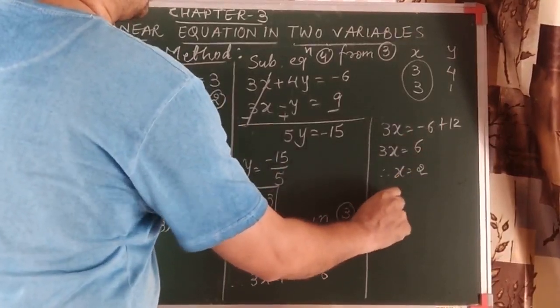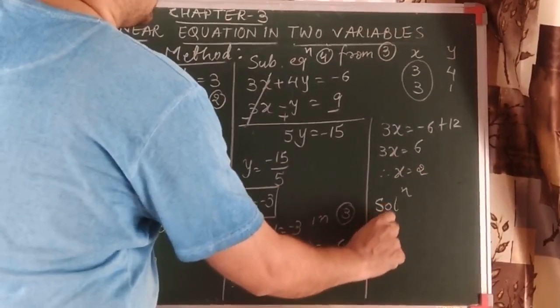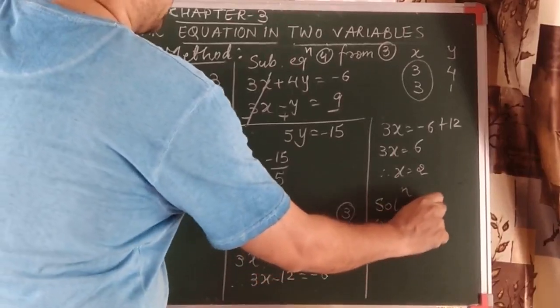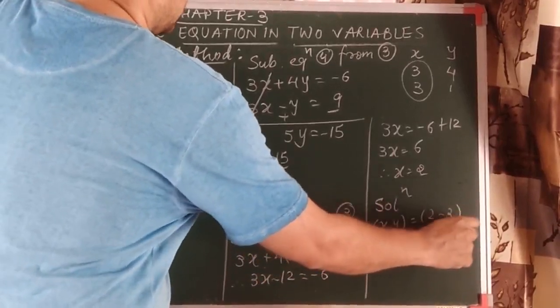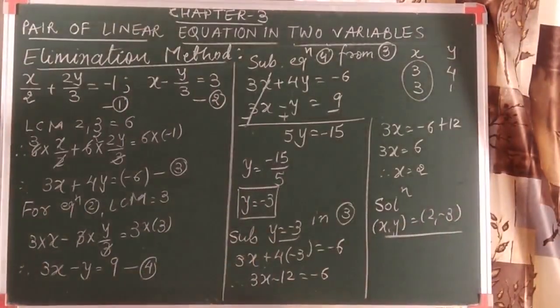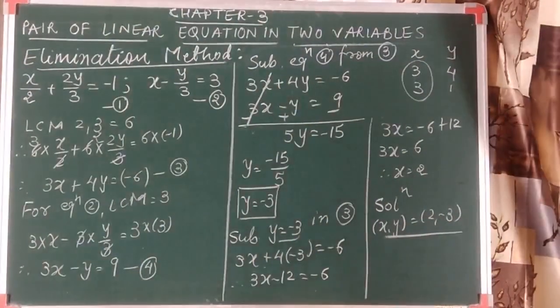Here we obtain the solution x, y. So x is 2 while y is minus 3. So thus 2 and minus 3 are considered as the solution of this equation. I hope you got it. Thank you.